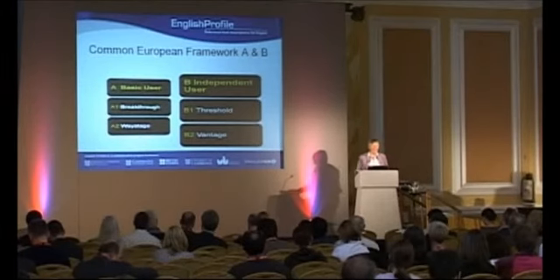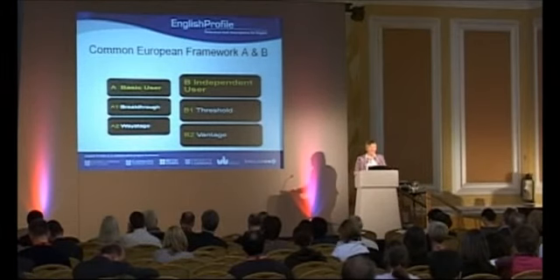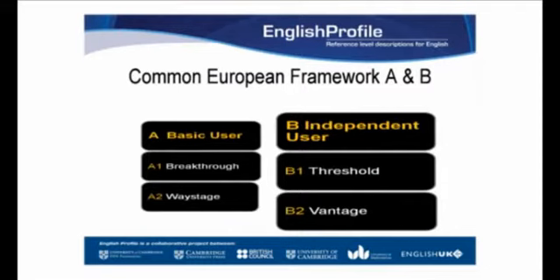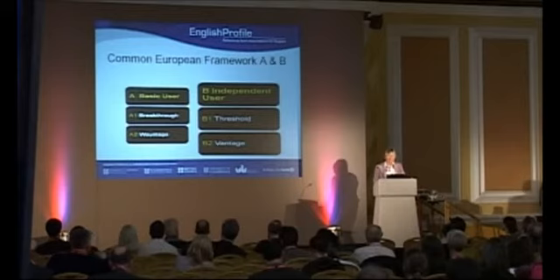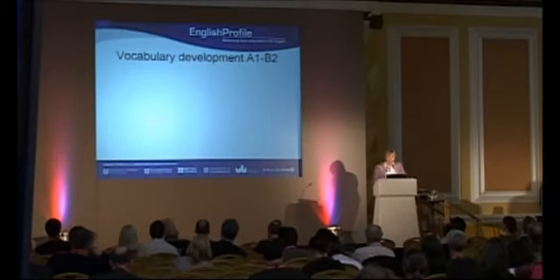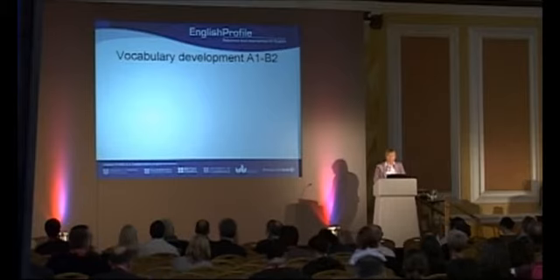Well, let's just remind ourselves what the Common European Framework levels are all about. There are these bigger levels. There is A, there is B, there is C. And as I said, I'm not actually looking at the C levels myself. We're looking then at the basic user, the breakthrough and waystage levels, and the independent user, threshold and vantage. And in terms of vocabulary, I think there are some significant differences across those levels.